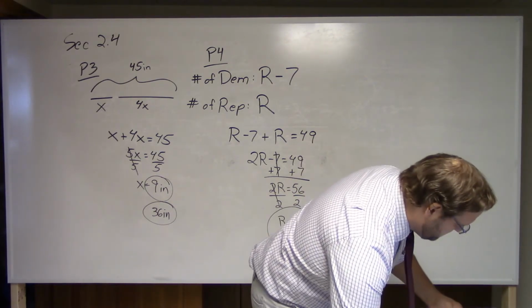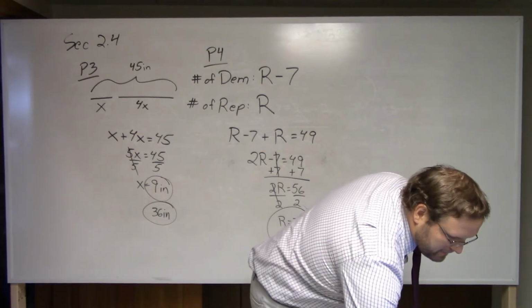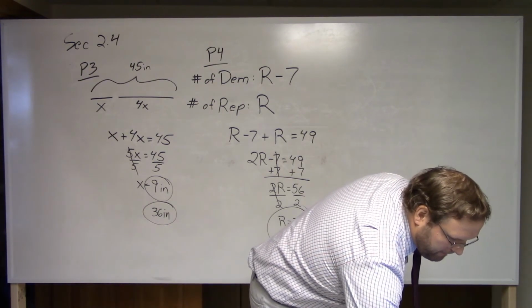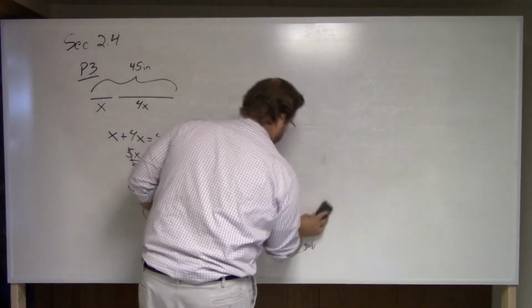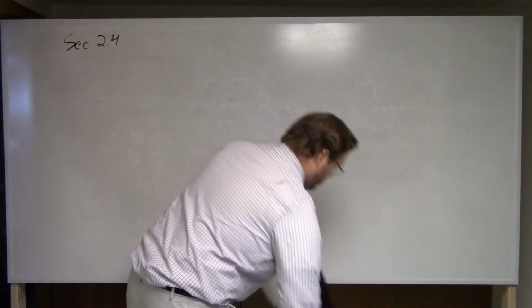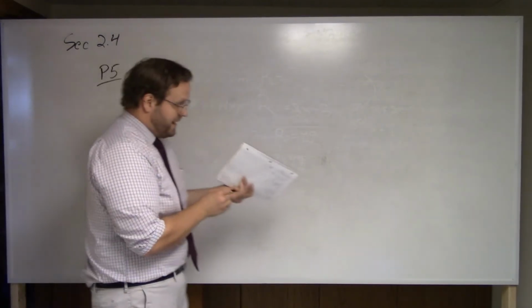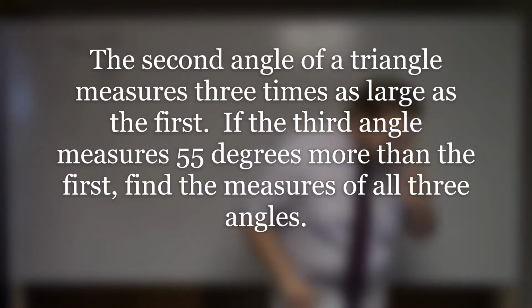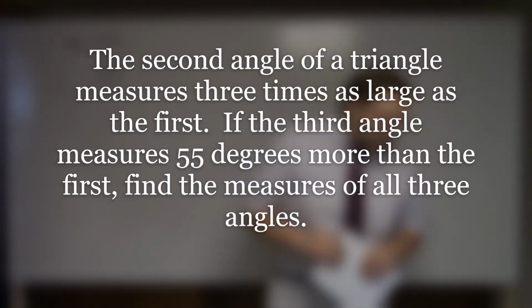Practice 5 is on page 110. Erase the board a little bit. Practice 5 says, the second angle of a triangle measures 3 times as large as the first. If the third angle measures 55 degrees more than the first, find the measures of all 3 angles.